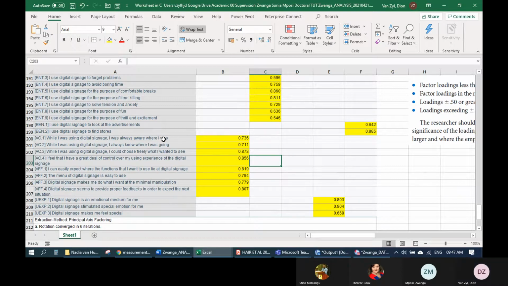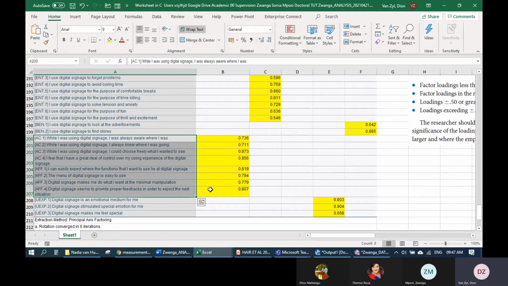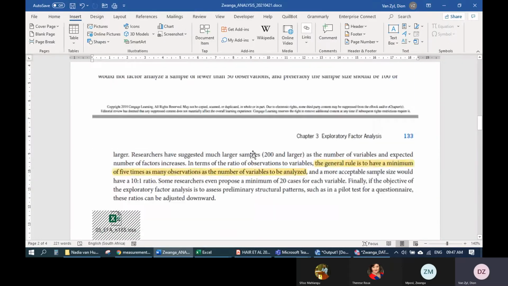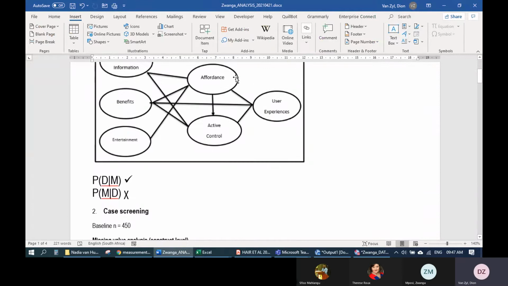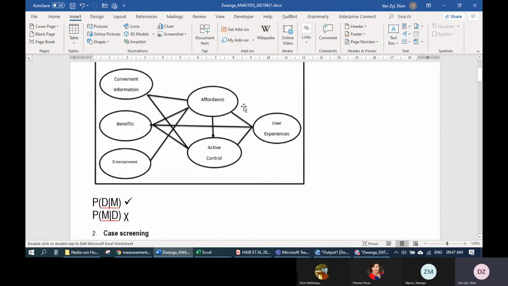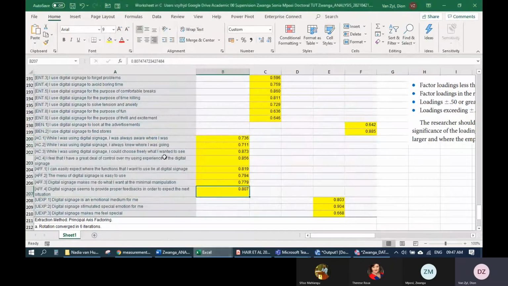But what we find here is that AC and AFF are not distinguishing. So they are not different. We've got a different perspective on this. And we said it initially, that your affordance and your active control are so closely related that from a statistical, data-driven perspective, they cannot be distinguished. And this is what we are seeing here.